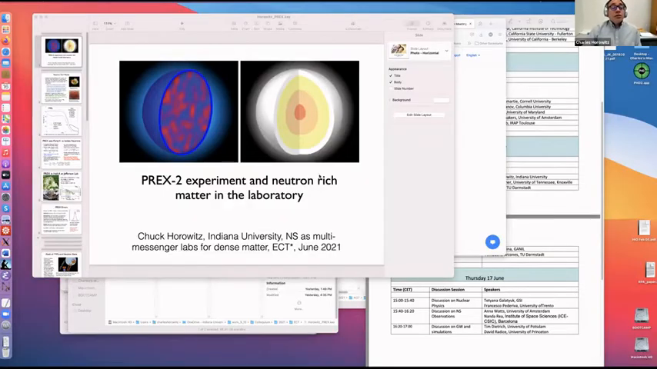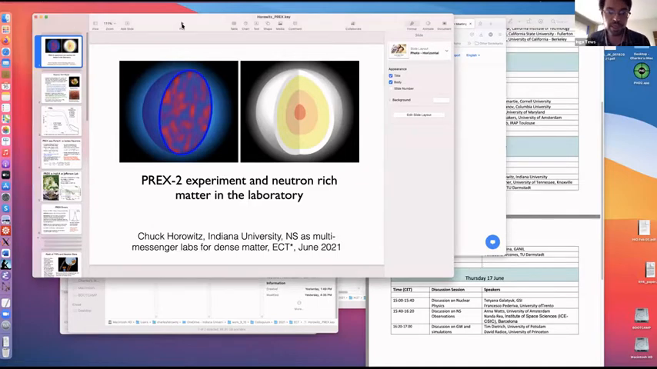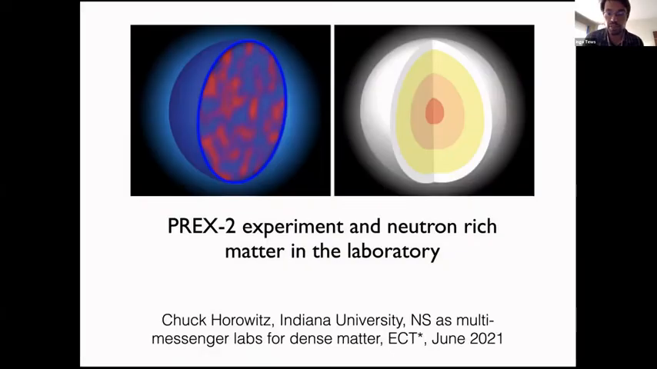Okay, so we can begin with our first talk. Chuck, could you please share your screen? Great. Okay, so first speaker is Chuck Horowitz from Indiana University, and he will tell us about the P-REX 2 experiment and neutron-rich matter in the laboratory. Thanks.